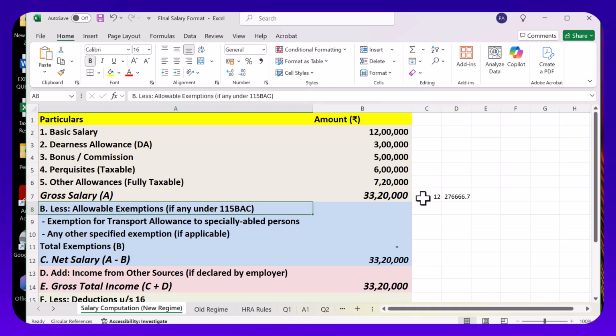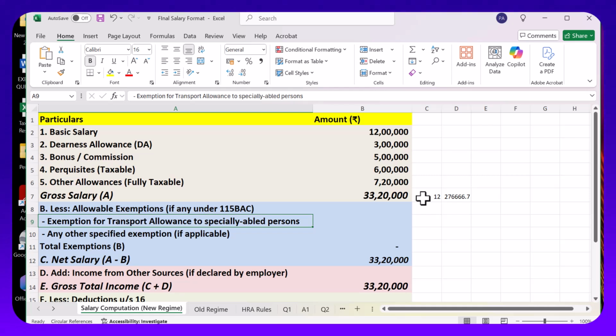Now, 115 BAC means the new regime. The section under which we pay tax under the new regime is called Section 115 BAC. You don't have to remember that, but it is coming under this section. Under this section, if you are a specially abled person, handicapped, then you may get some exemption. This is only for very few cases where you get exemption.